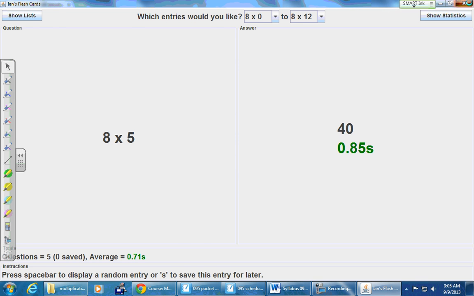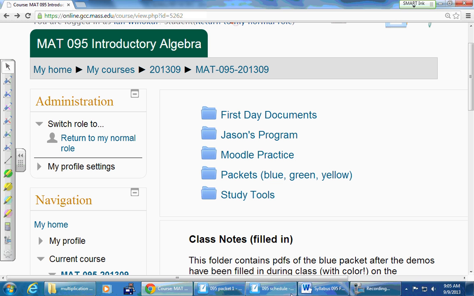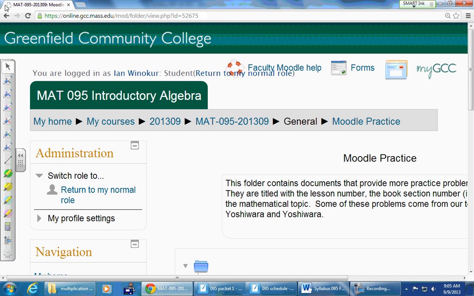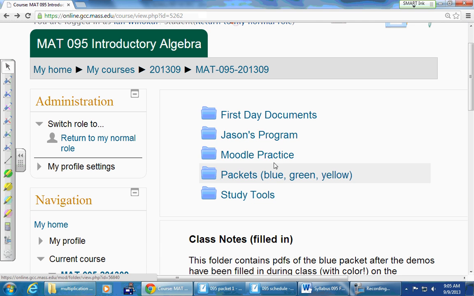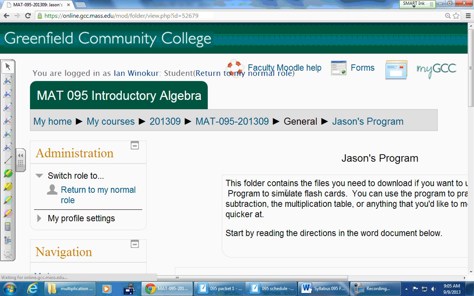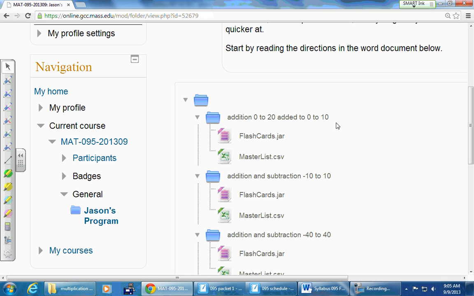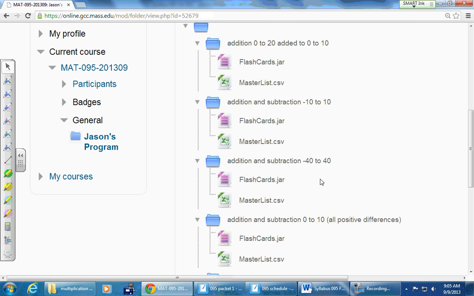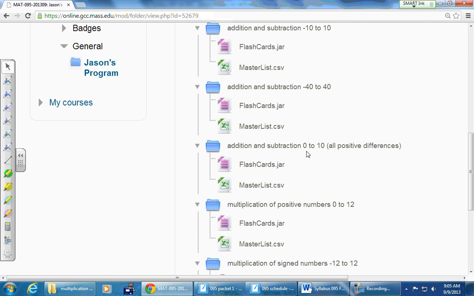Is it only multiplication? No, there's a lot more stuff actually. So I don't think there's a division one, but we got the other operations covered. So let me show you exactly what's inside of Jason's program here. So there is addition, 0 to 20 added to 0 to 10. There's addition and subtraction from minus 10 to 10. There's addition and subtraction a lot bigger, minus 40 to 40. There's addition and subtraction, all positive differences, 0 to 10.